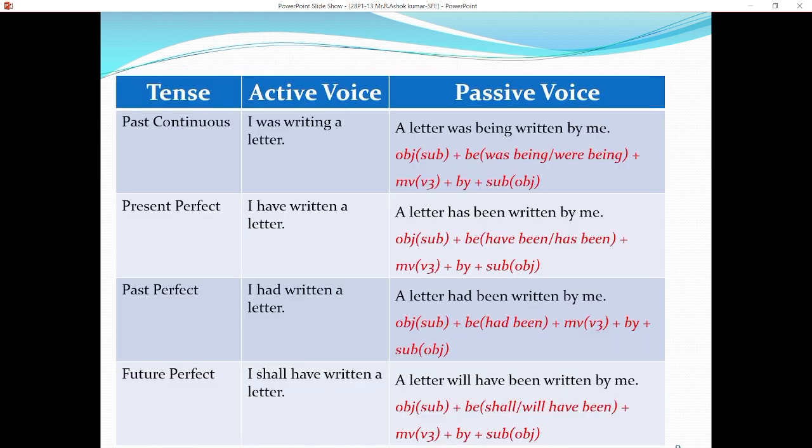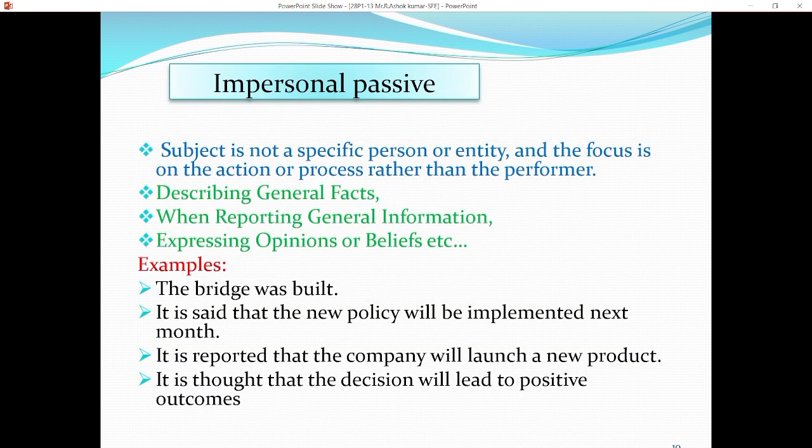The only thing is the usage of the auxiliary verb will differ according to the tenses. For example, if you change the past continuous tense into passive form, you should use the auxiliary was being or were being. If it is present perfect, you have to use have been or has been. If it is past perfect, you have to use had been. If it is future perfect, you have to use shall have been or will have been. Similar things you have to follow.